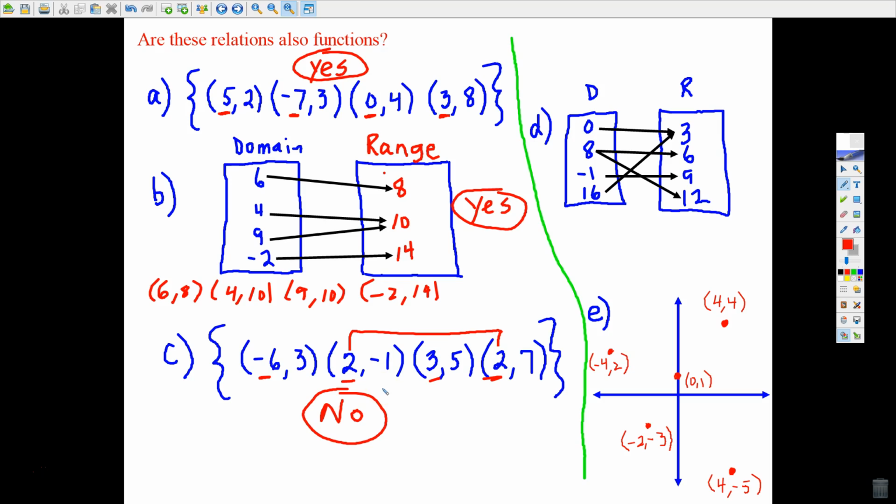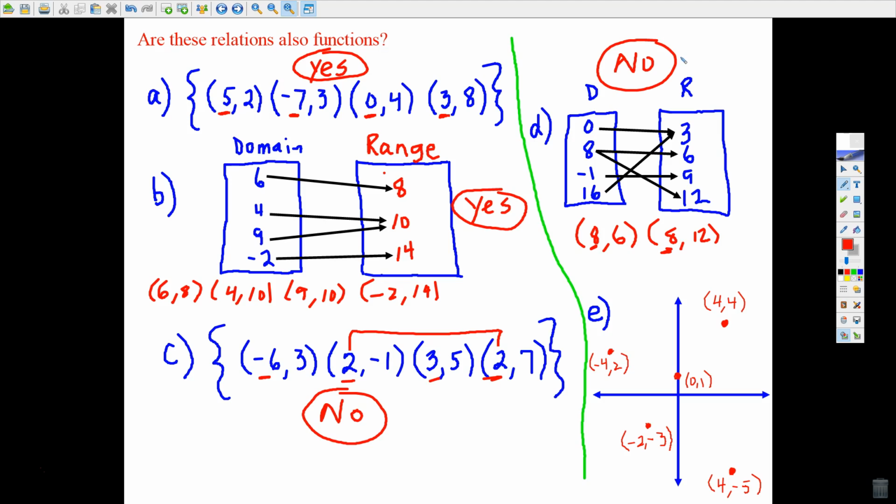It has a repeat in the domain. Letter D, another mapping diagram. And here's a big clue when you're looking at a mapping diagram. Look for a particular domain number, like 8, that has 2 or more arrows branching out from it. You see that? So in other words, if we were listing ordered pairs, we would have 8 mapped to 6, and we'd also have 8 mapped to 12. Well, this indicates a repeat in the domain, so therefore this cannot be a function.